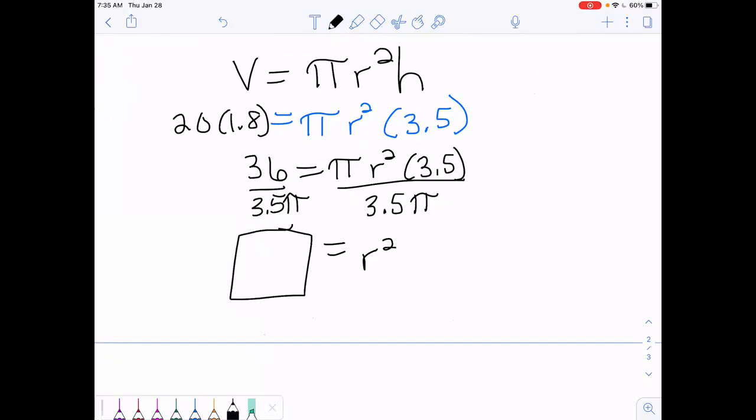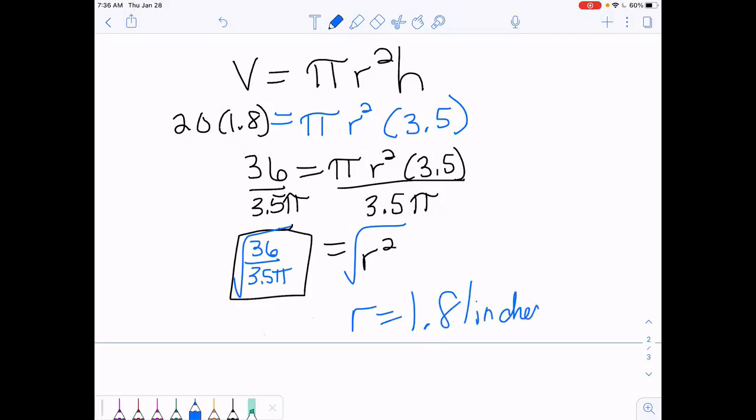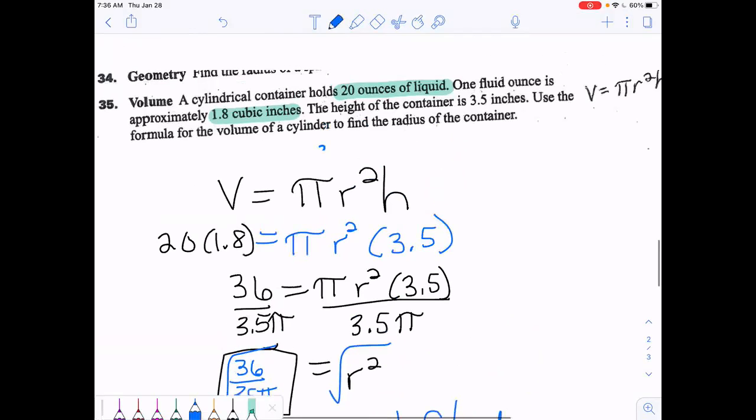But whatever value you get there, use the second answer function of your calculator because you need to take the square root of it. So I'm just going to leave this as 36 over 3.5 pi. But we're taking the square root of that entire decimal value. Again, don't round it. Use that second answer function in your calculator. So do the square root, second answer, and then your radius should be about 1.81. And then this was given in inches because I believe the height was given in inches.